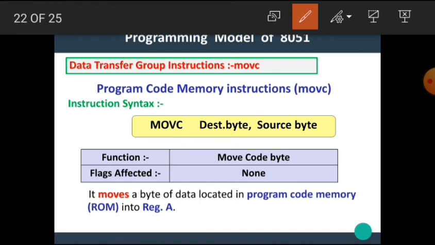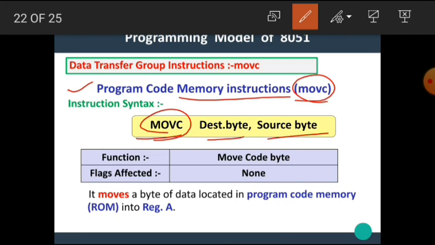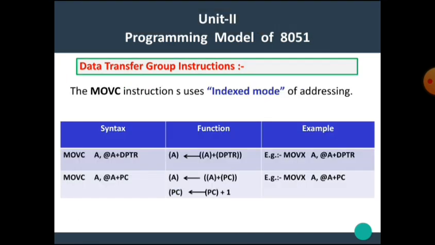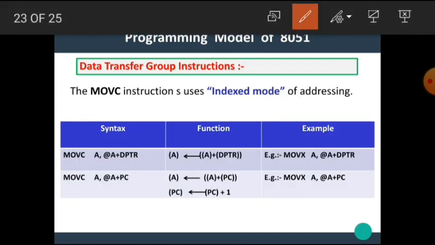Now, the third type of instruction is the program code memory instruction. It uses MOVC as the mnemonic. MOVC destination byte, source byte. Its function is move code byte. It moves a byte of data located in the program code memory, or ROM, into register A. This instruction is used in the indexed addressing mode.